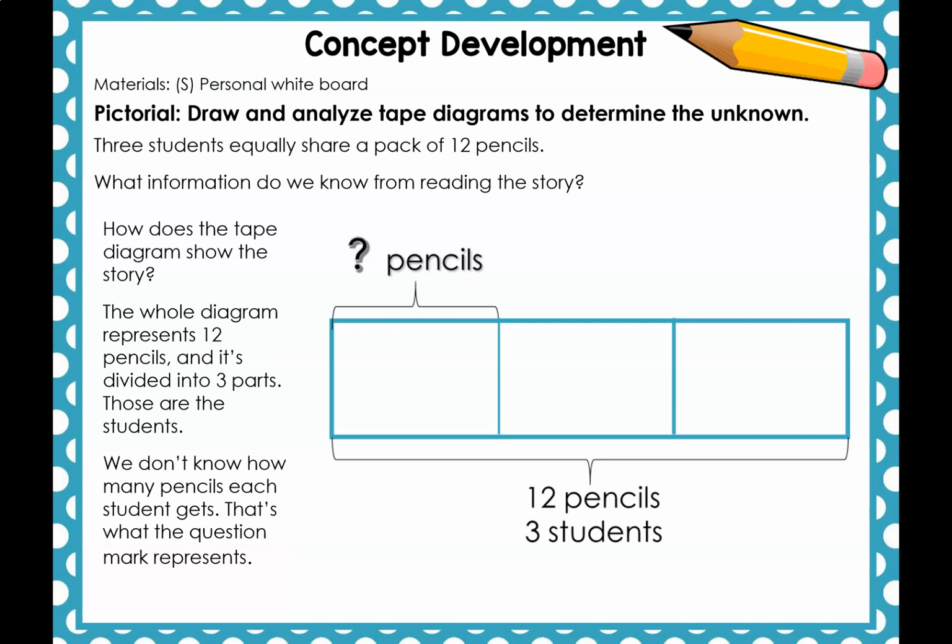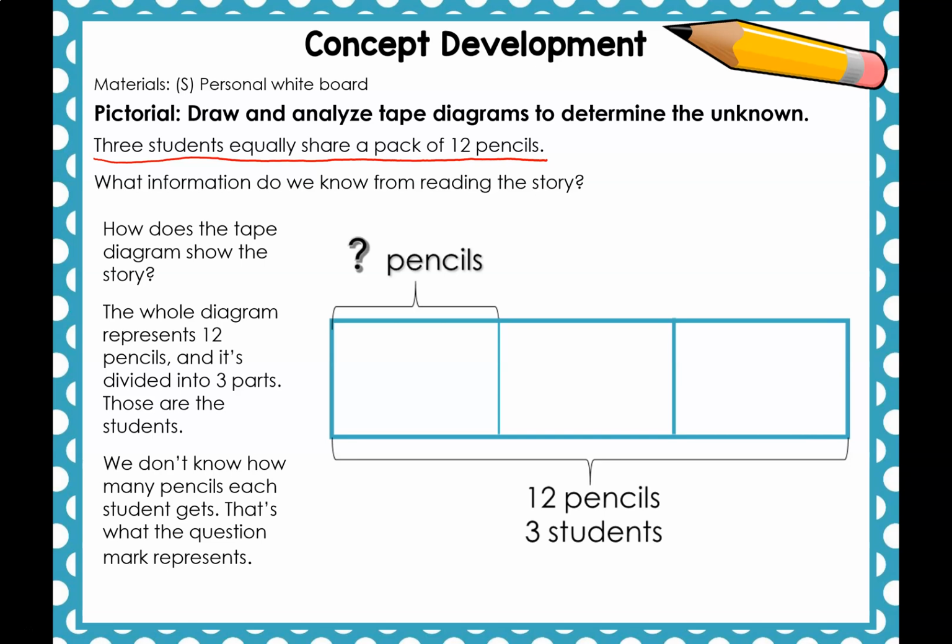Okay, now let's talk about a different problem. So it says 3 students equally share a pack of 12 pencils. So they go ahead and draw our tape diagram for us on this problem. So we know our totals are 3 students and 12 pencils. How did they show 3 students on the tape diagram? They didn't just split it down the middle this time. What did they do? They split it into 3 groups. So they drew 2 lines. So we have 1, 2, 3 groups, or 3 students, and we know we have 12 pencils.